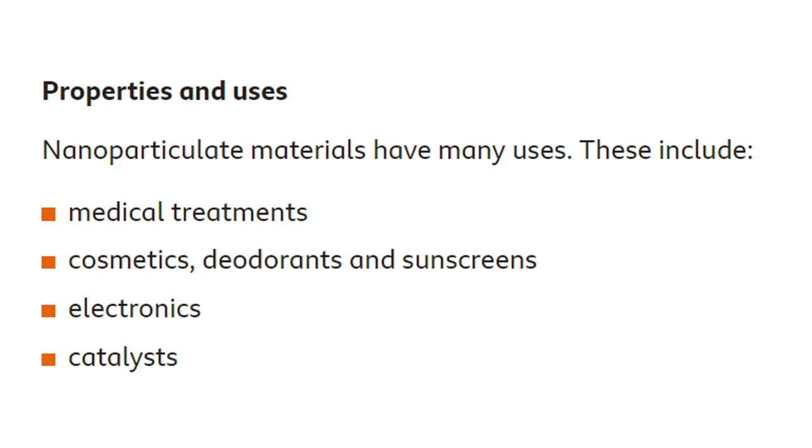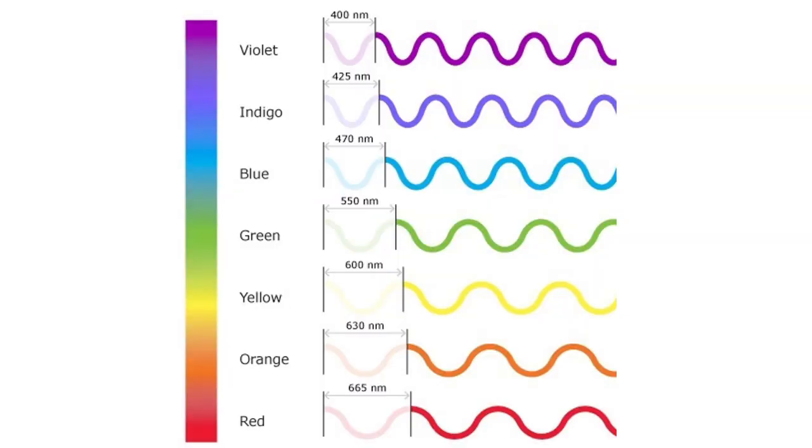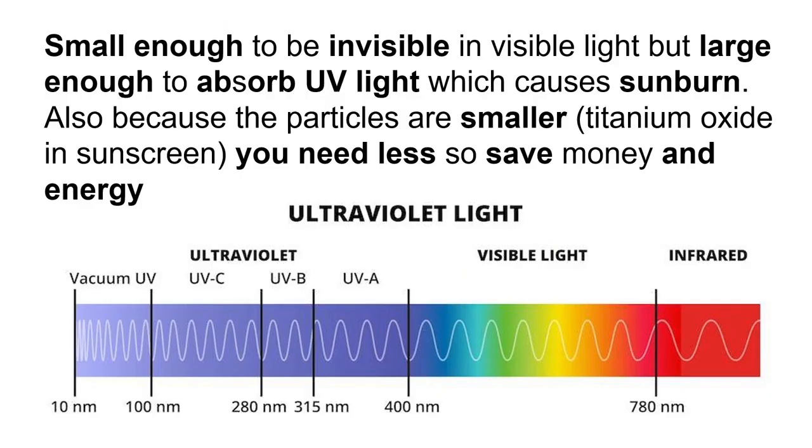Here are some uses of nanoparticles. You can read them quickly. And for example, invisible sunscreen. Nanoparticles are smaller than the wavelength of light, so they're invisible in visible light, but they're not shorter than the wavelength of UV light, so they still stop you getting sunburn. Also, because you use less, it saves money. Okay, so you can read that quickly.